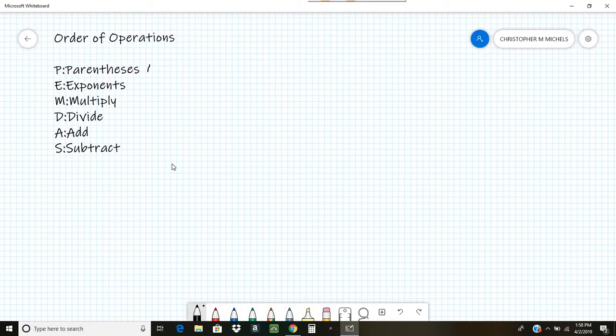So parentheses, that could be these, maybe brackets, or a square root sign, which we'll deal with later in the quarter. An exponent, draw that over here, is something like 2 to the third, where 3 is the actual exponent. Everyone knows multiply, divide, add, and subtract. Those are your basic operations.